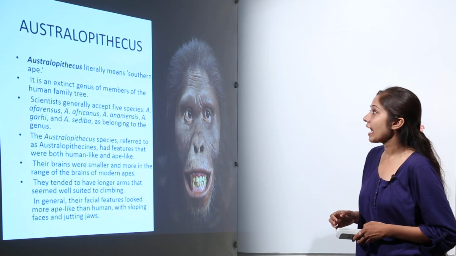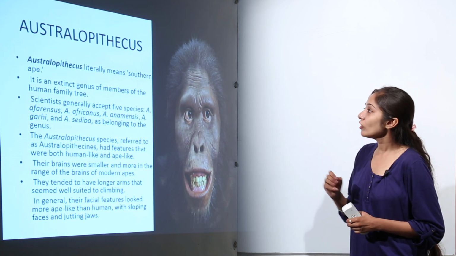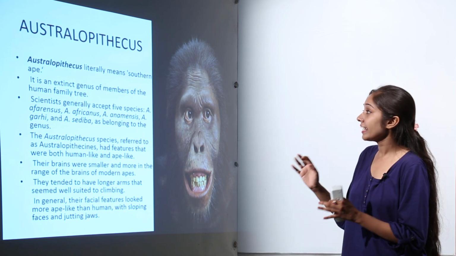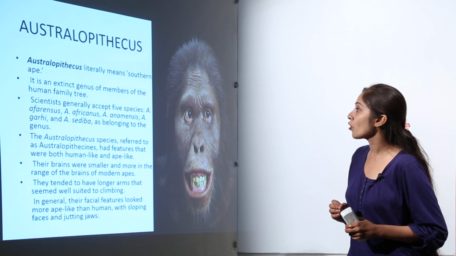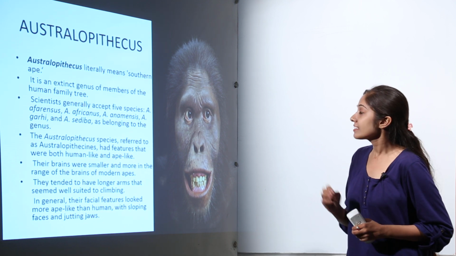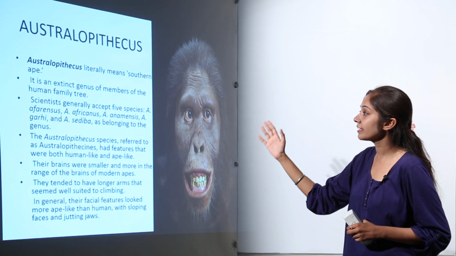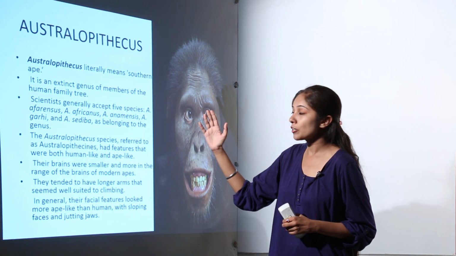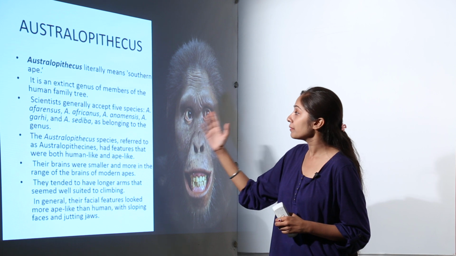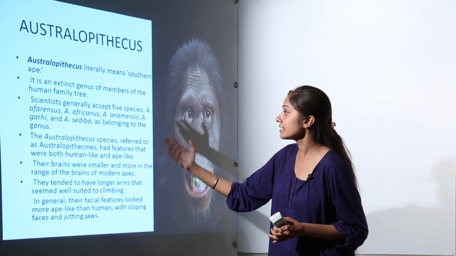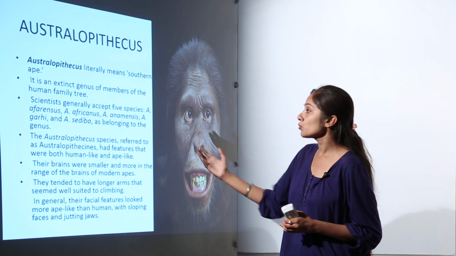Next we have Australopithecus. Australopithecus literally means southern ape, right, and it is an extinct genus of members of the human family tree. Scientists generally accept 5 species of Australopithecus, that is Australopithecus afarensis, Australopithecus africanus, Australopithecus anamensis, Australopithecus garhi and Australopithecus sediba, as belonging to this genus.